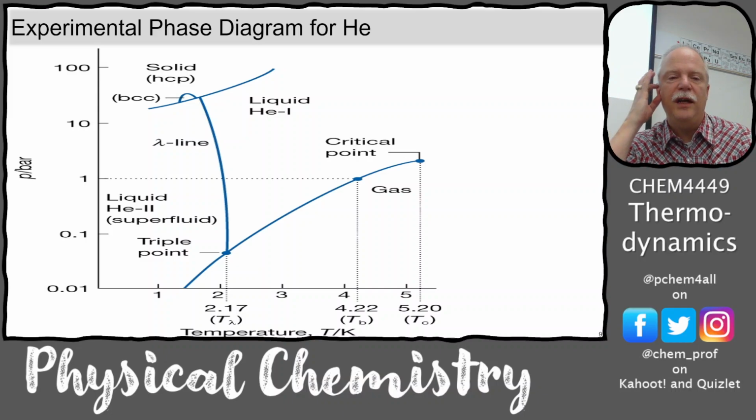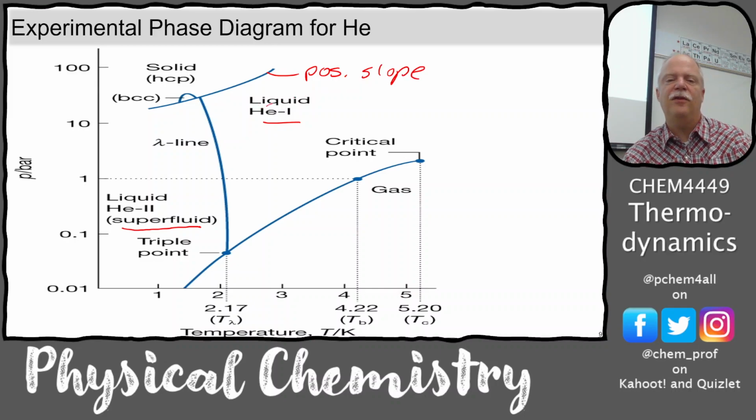Here's a strange one for helium. This was the one example of kind of a negative slope. This is 2 liquid phases, so that's really strange. We have a helium 2 liquid, superfluid, and a helium 1 liquid. But here's the solid liquid equilibrium line, and it's a positive slope. So when you look at this at first glance, you think there's a negative slope, but it's 2 liquid phases, which is bizarre.